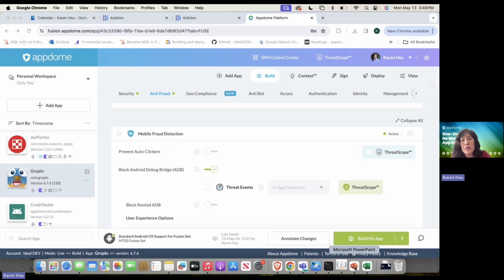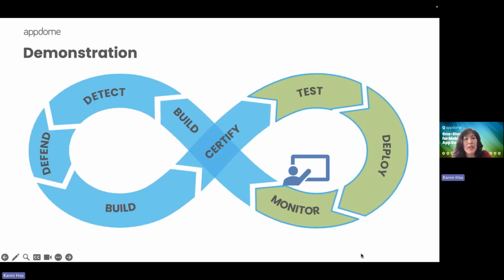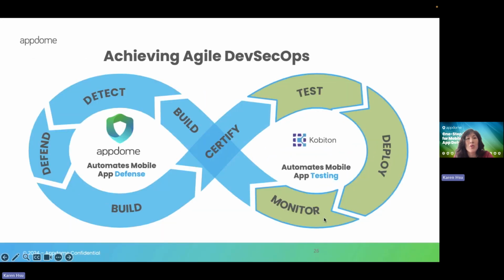So what Appdome allows you to do is really have that full cycle of protection, whether it is in building in the protections as part of the release process, to then monitoring these protections once they're in the wild.